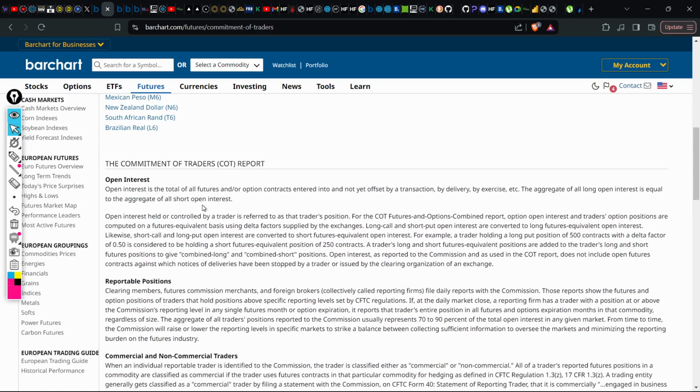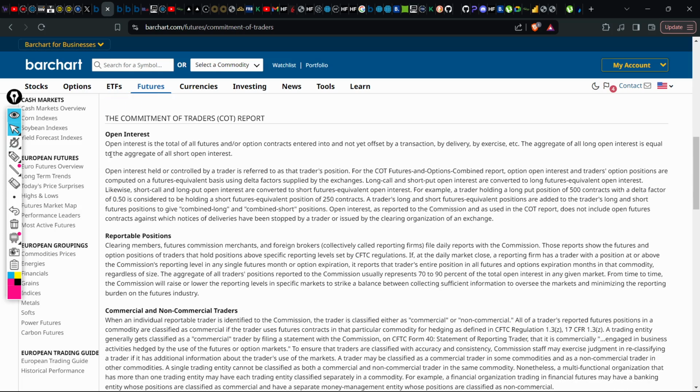All right. So yeah, there's some notes here about the open interest. Remember, I said if you don't know what open interest is, I'll show you somewhere where you can get that info. As you can see here, all the info is here. Open interest: this is the total of all futures and or options contracts entered into and not yet offset by transactions, by delivery, by exercise, etc.